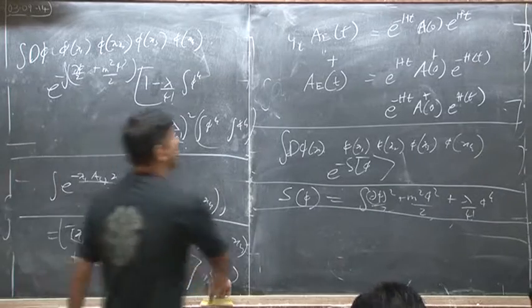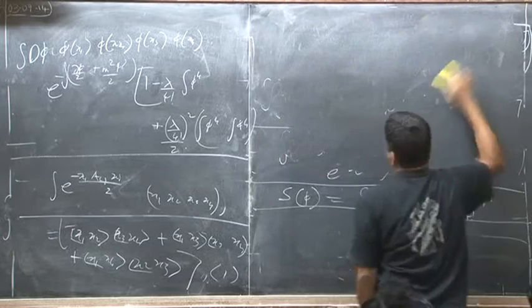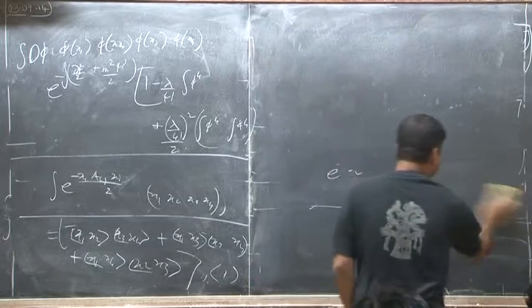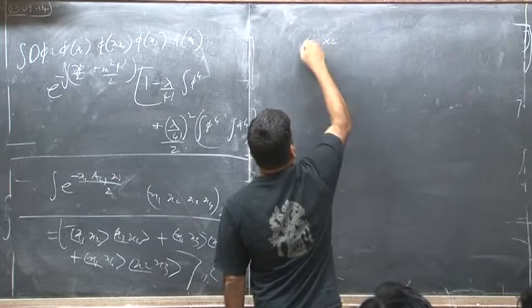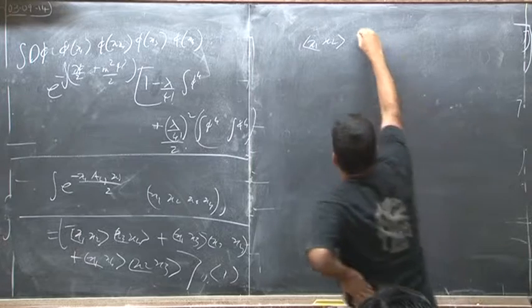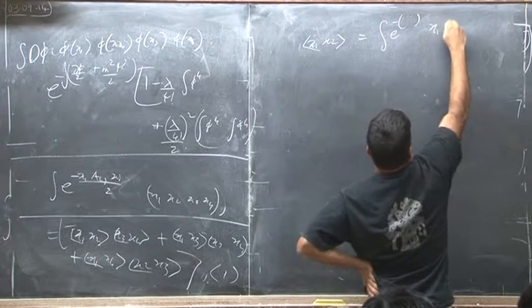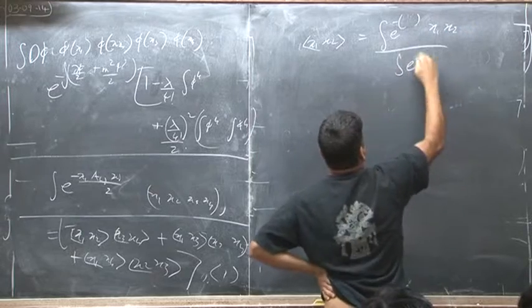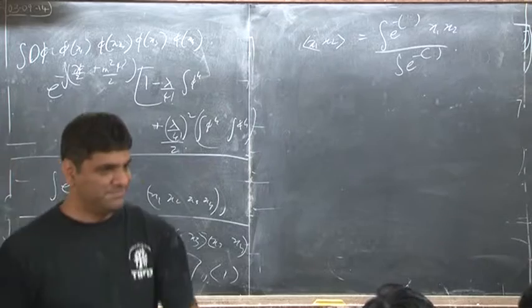Okay? Where the expectation of x1 x2 is simply the integral of e to the power minus the measure, times x1 x2, divided by the integral of e to the power minus the measure, and so on.